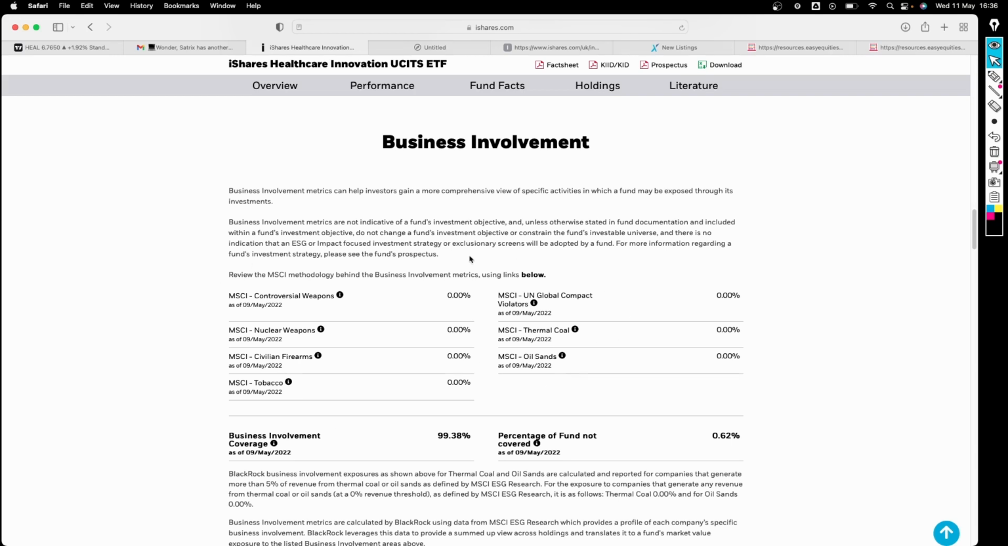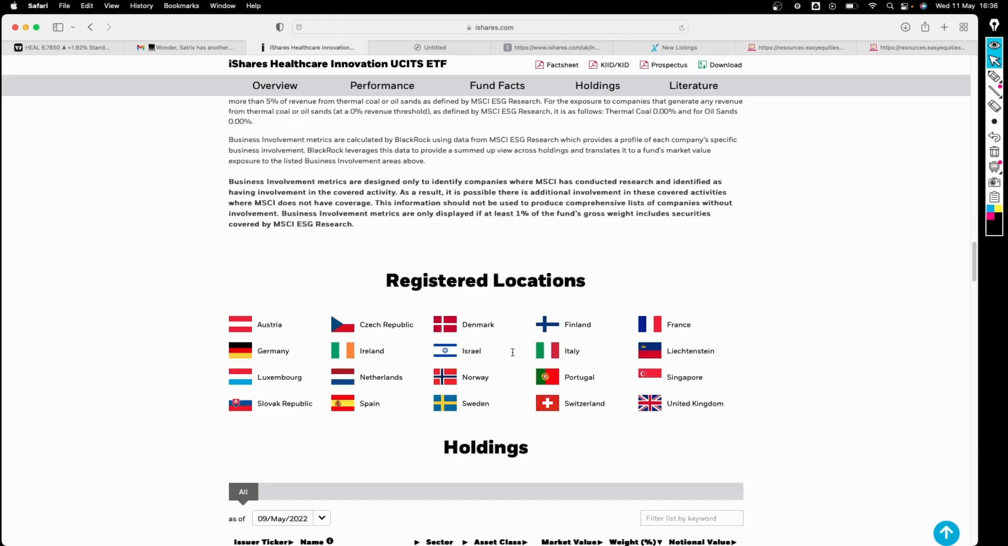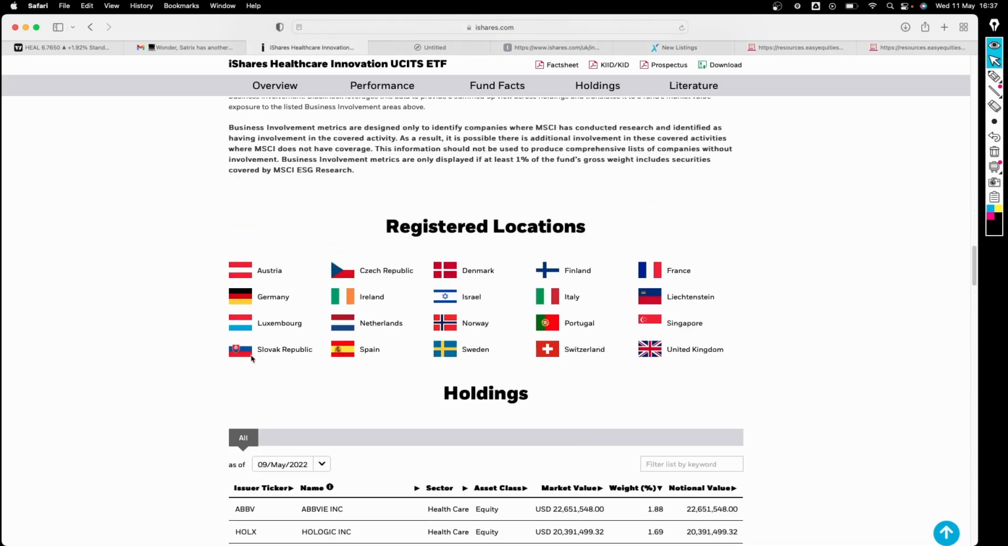So remember, they said that they want to exclude some businesses. So there are no businesses such as controversial weapons, nuclear weapons, civilian firearms, and everything that you can see there. And then it is registered in different countries. In this case, they will be tracking the one that is listed in the United Kingdom, but you can see that it is also listed in other different countries.